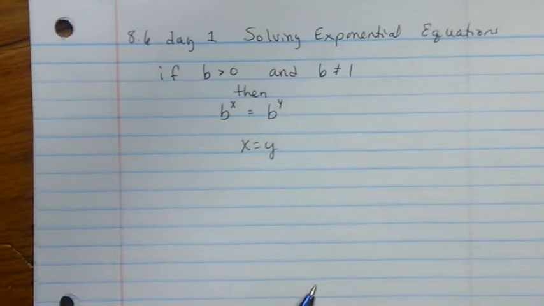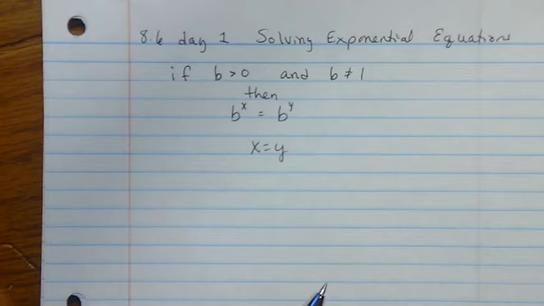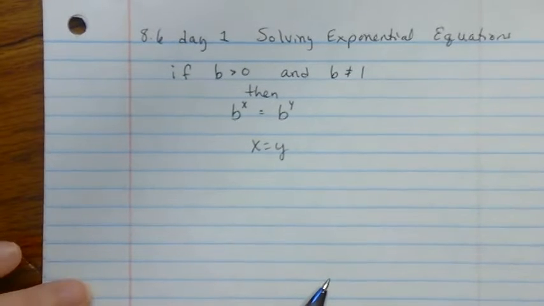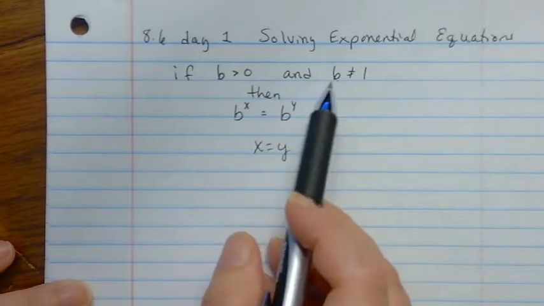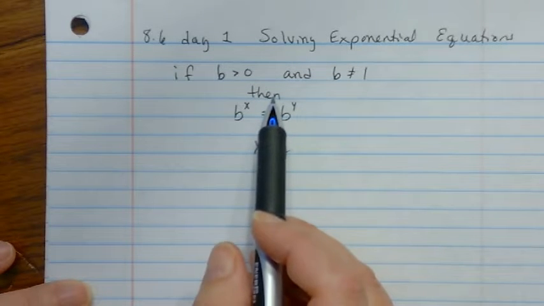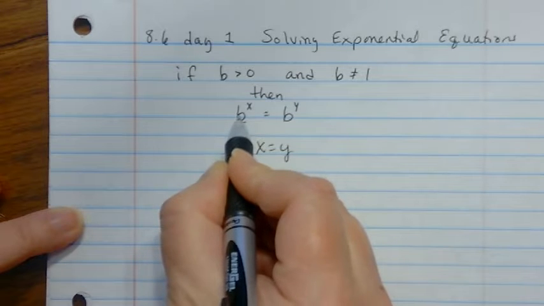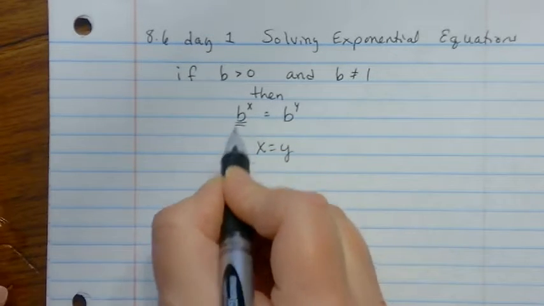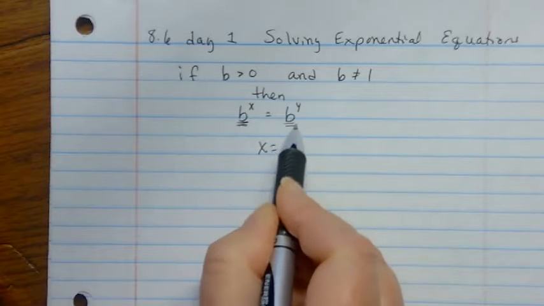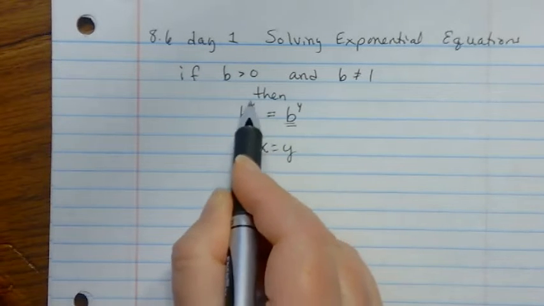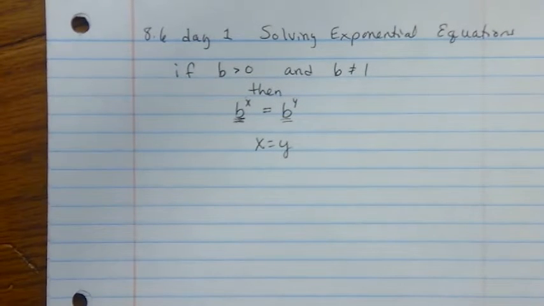8.6, day 1, solving exponential equations. There's one basic rule here that we're going to talk about today. We're going to start off with an equation that has an exponent, and these rules apply: if this number right here is not 0, it has to be bigger than 0 and it can't be 1. So when this happens, if these base values are the same and the problem is equal, then that must mean the exponents are equal. I'll try to make this make sense as we go.